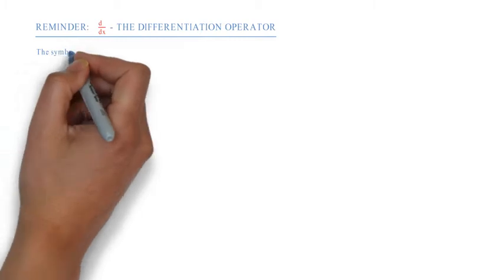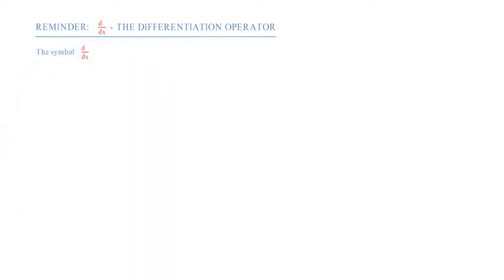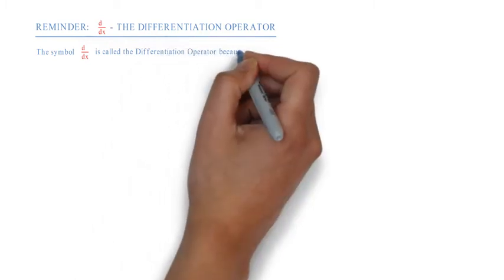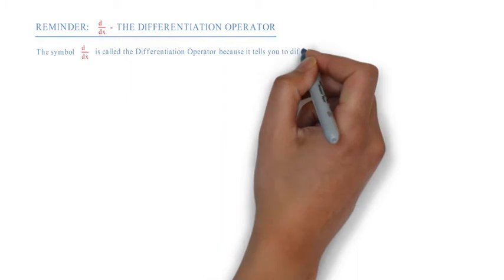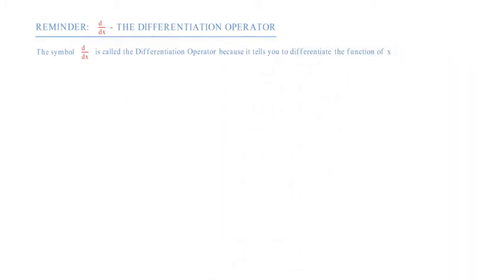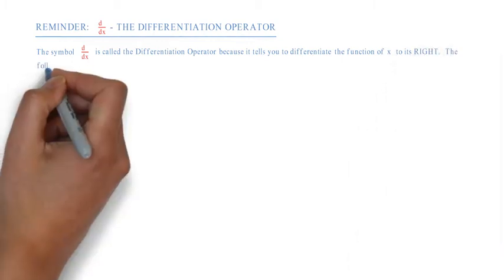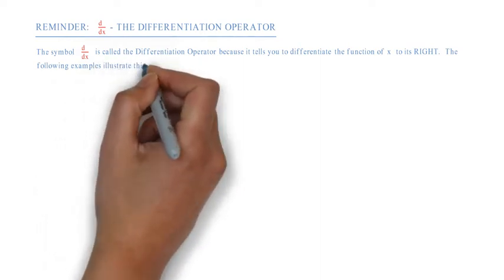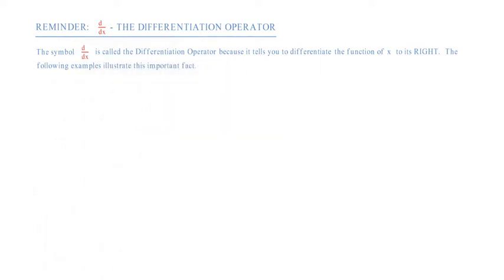Reminder: d dx, the differentiation operator. The symbol d dx is called the differentiation operator because it tells you to differentiate the function of x to its right. The following examples illustrate this important fact.